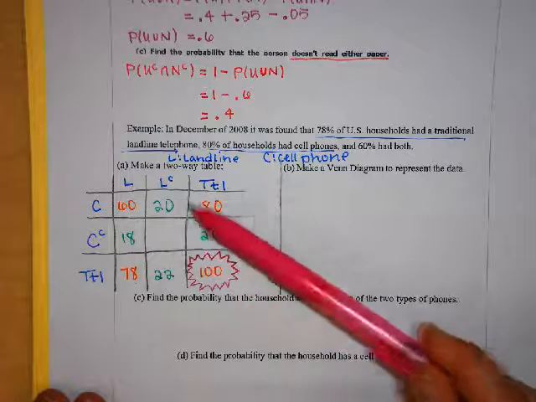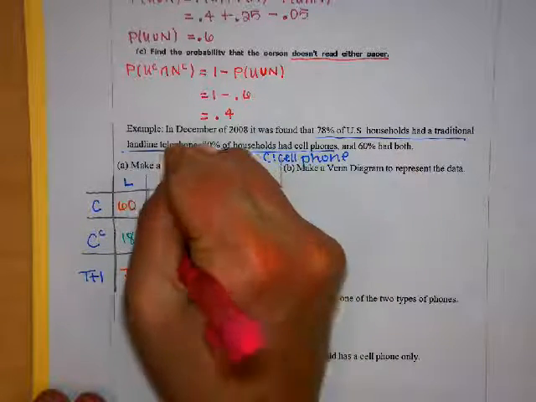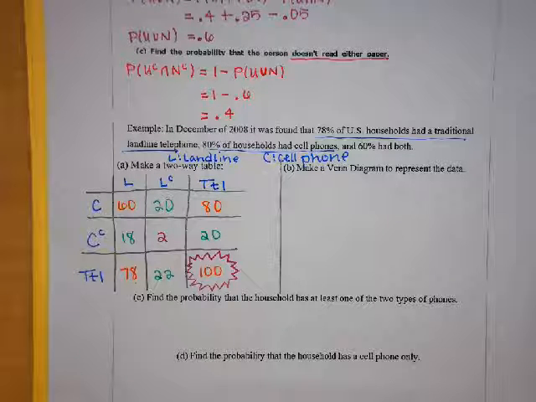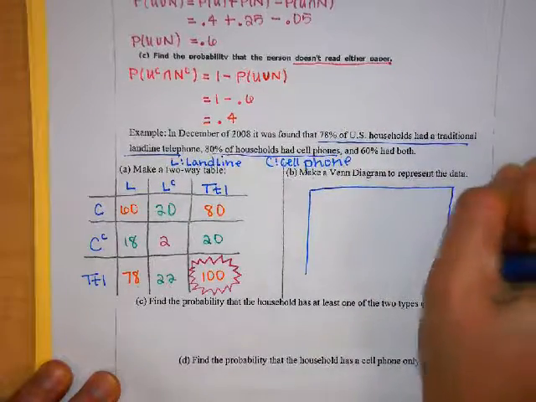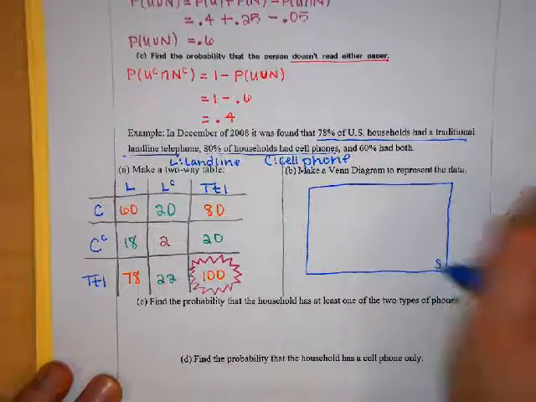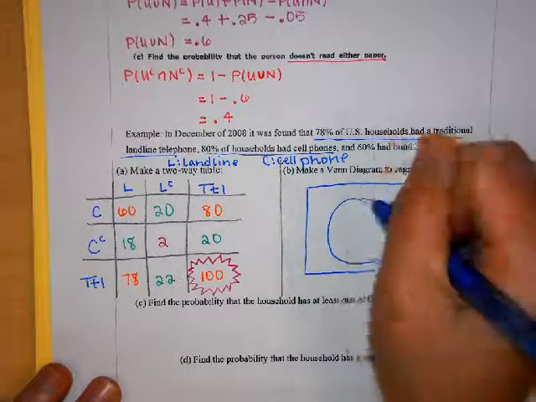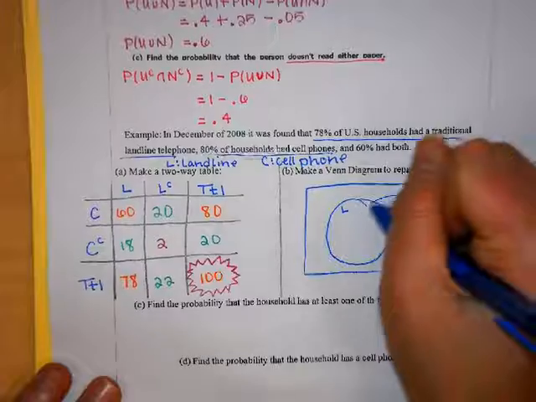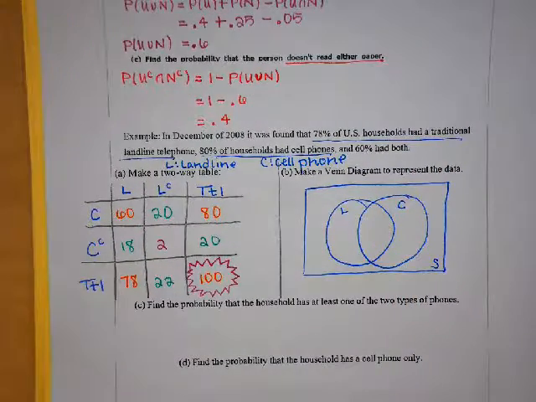So we made our two-way table. Now we're going to make a Venn diagram. So we're going to make our box first. It's our sample space. And there's landline. There's cell phone. I will never, ever be able to make my Venn diagrams to scale. Sorry. You'll see what I mean in a minute.